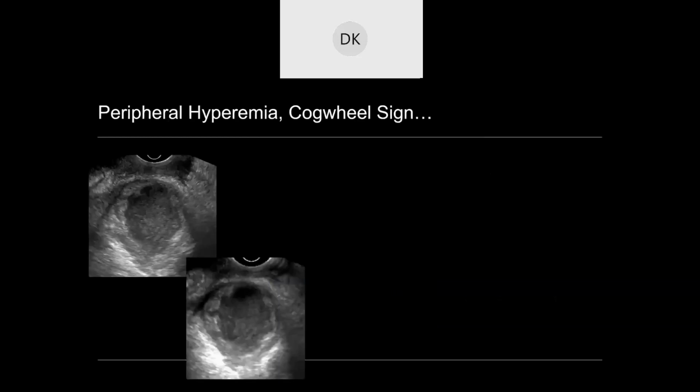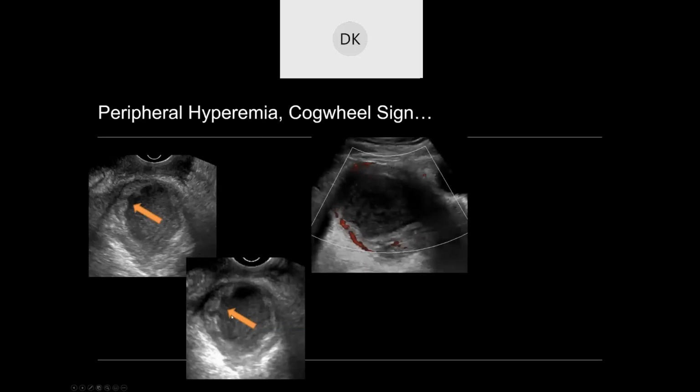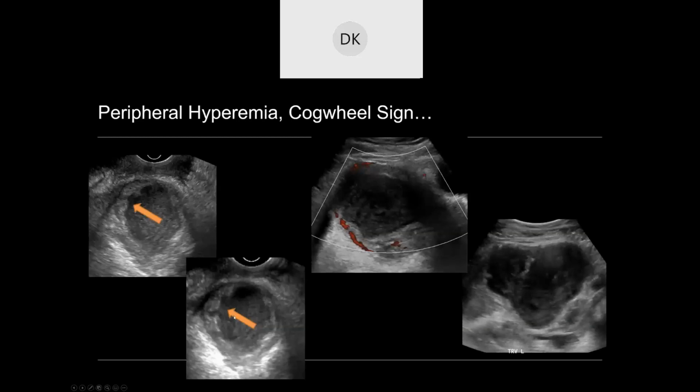So here's a real case of a cogwheel sign. This is a patient who has a dilated fallopian tube filled with debris, and you can see these cogwheel thickened longitudinal folds that we're seeing peripherally. When we add power Doppler, there's also some peripheral vascularity there. And this image is quite helpful to show you that it has a C shape. It's a tube folded on itself.